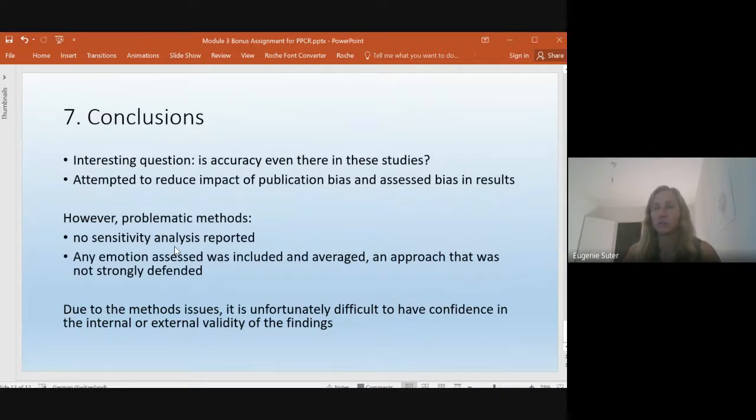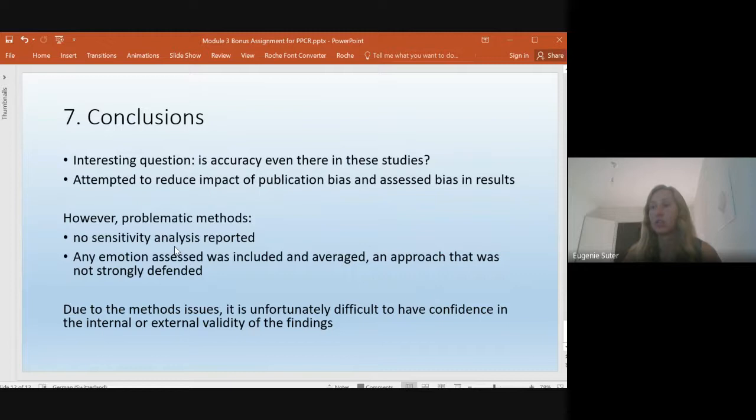So what were the positive points here? On the one hand, there's an interesting question: is accuracy even there in these studies? And in addition, the authors attempted to reduce the impact of publication bias and did assess that bias in the results. However, I found that the methods were problematic in other ways. For one, there was no sensitivity analysis reported, so it makes it really difficult to understand whether certain studies were influencing the results more than others.